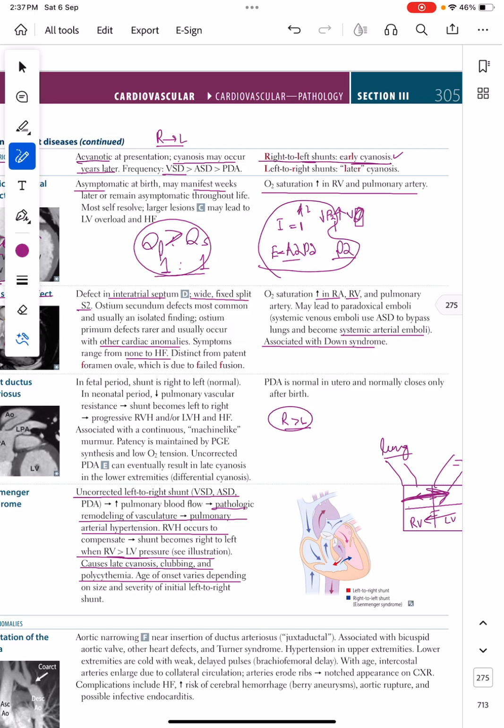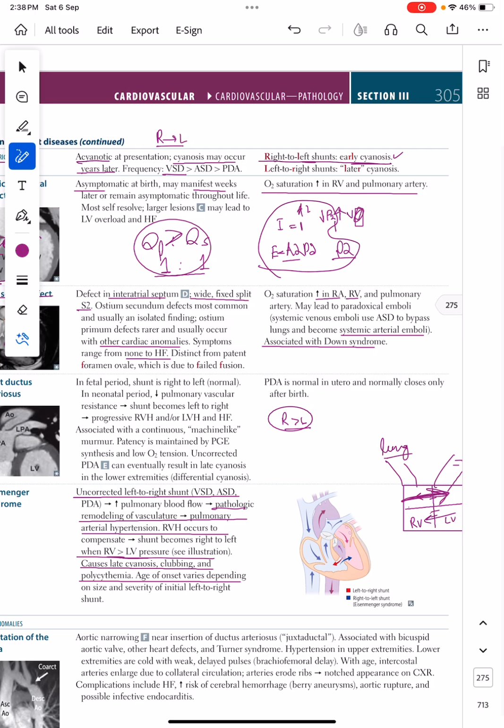When it remains open, after birth the left-sided pressures are more than the right side, so the shunt reverses and the left-sided blood goes to the right side. It causes progressive right-sided hypertrophy and/or left ventricular hypertrophy and heart failure as well. Now this murmur is outside the lungs. Normally murmurs are either systolic or diastolic because they occur in the heart and are associated with valvular heart conditions, but here it occurs outside the heart, between the pulmonary artery and the aorta.